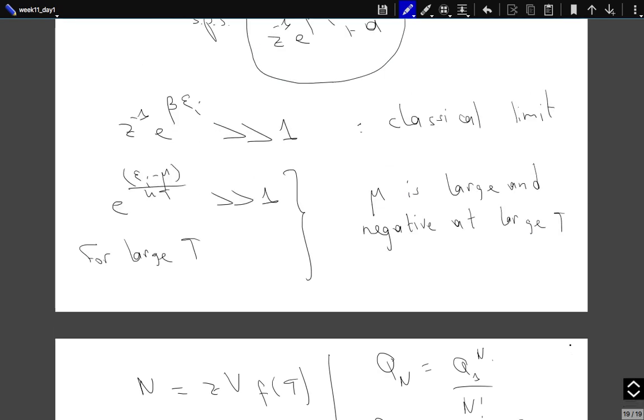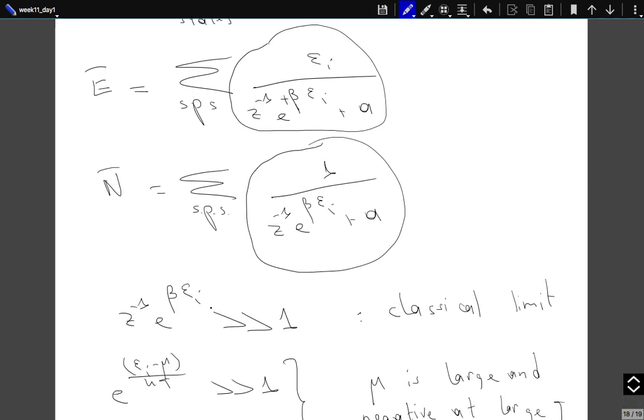Because in this limit, the first term is much larger than A, so we can just ignore A. So the distinction between fermions, bosons, and Maxwell-Boltzmann particles just disappears. Of course, we will be more interested in what the differences are when they deviate.